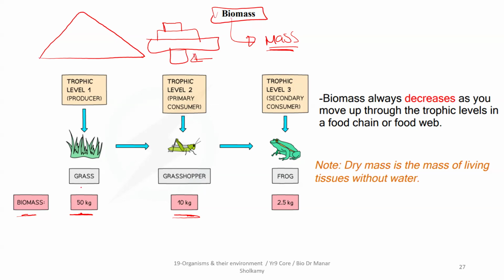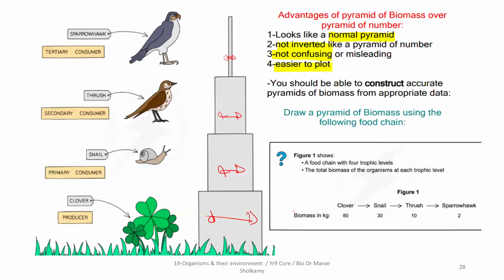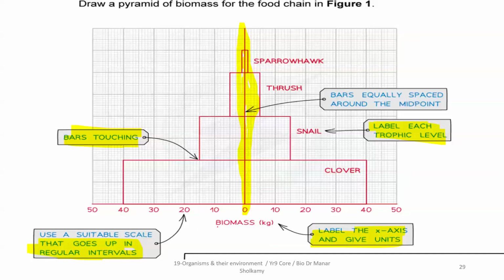We have 50 kilograms of grass and then 10 kilograms of grasshopper and then 2.5 kilograms of the frog. So as you can see, the biomass is decreasing. How do we plot that? And they do ask you. We will have a normal grid, like any grid. What will be plotted on the x-axis? The biomass. So I'm going to label it biomass in kilograms.